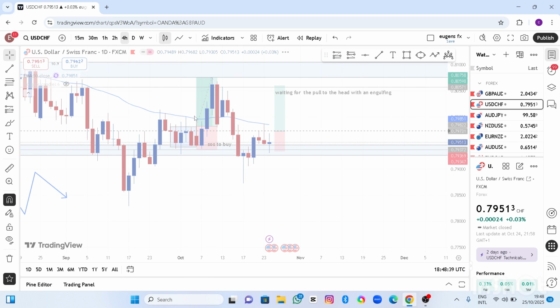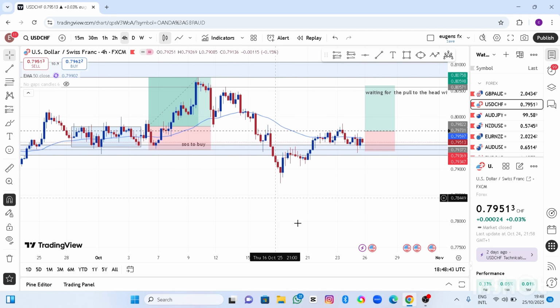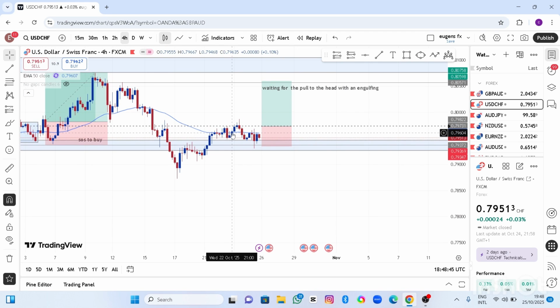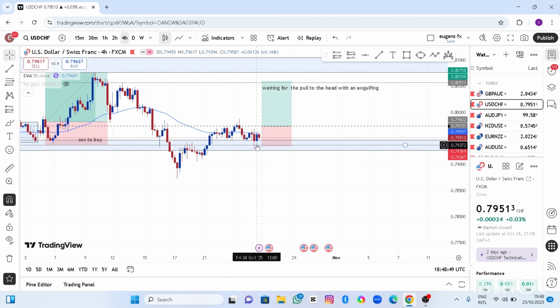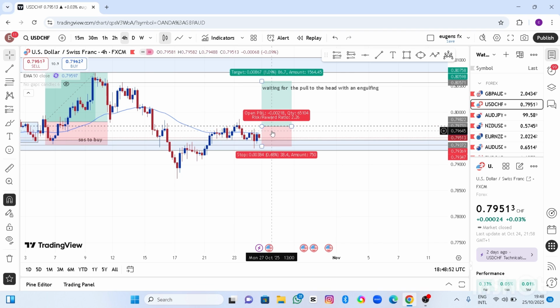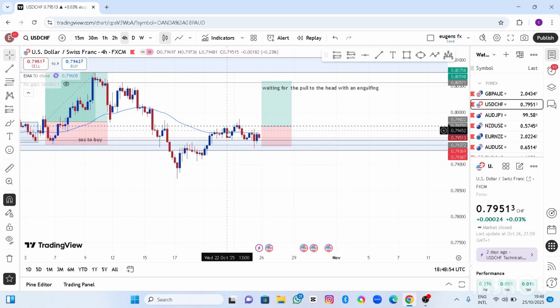So on the 4 hour, what I'm looking for to actually enter this trade is simply this: you can see there's a left shoulder, head, right shoulder here, which is for sells. So I'll be looking for the market to break above this head, and then retest it, confirming that it has shifted bullish. Then I'll be willing to buy USDCHF to the upside.